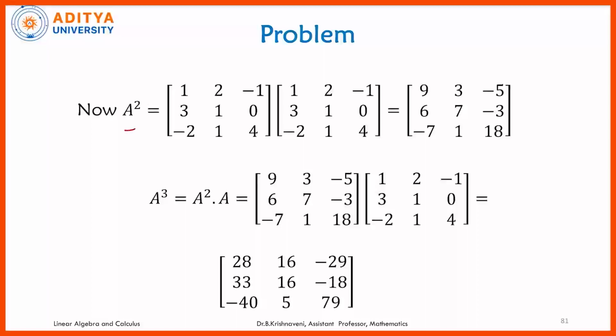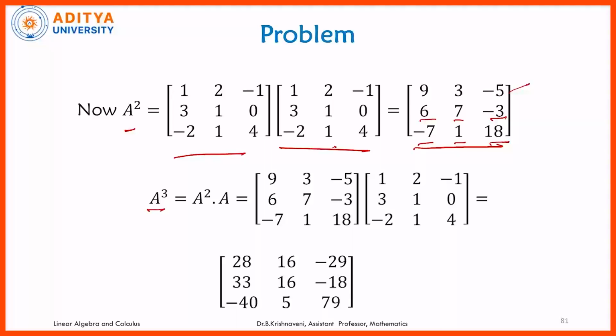First let's find A square, A into A. You know how to find the product of two matrices, and we got A square equal to [9, 3, minus 5; 6, 7, minus 3; minus 7, 1, 18].